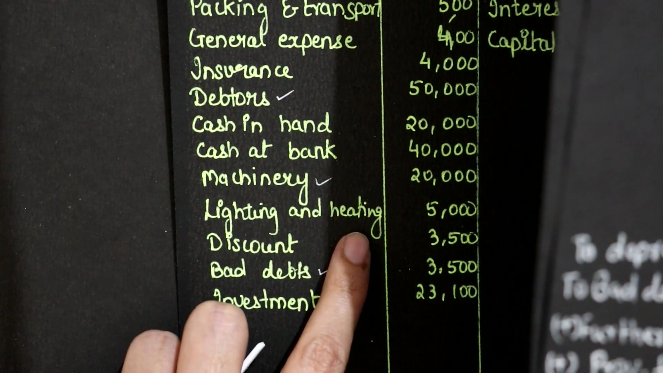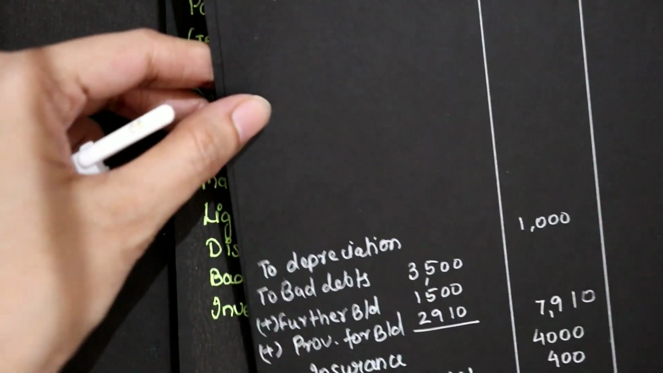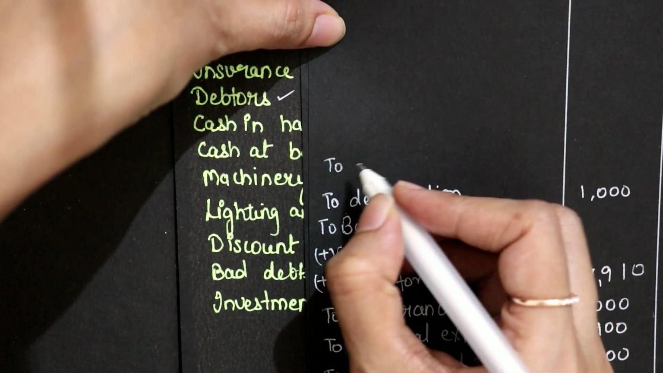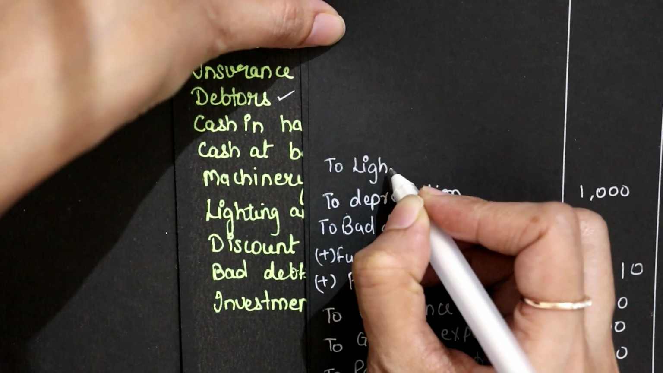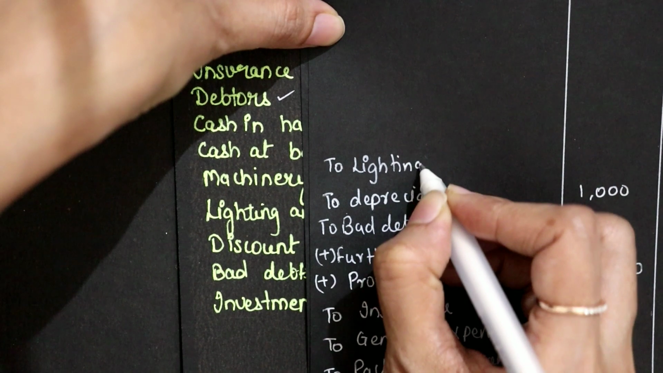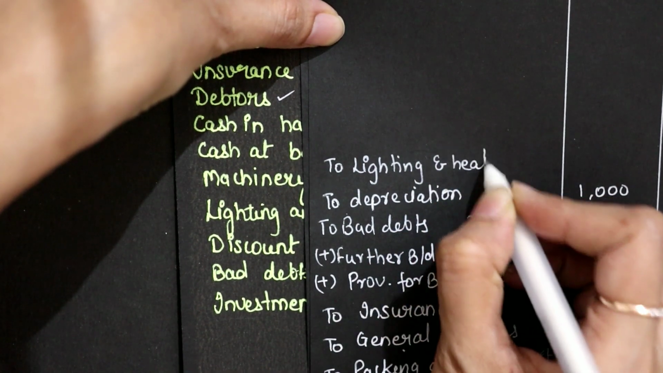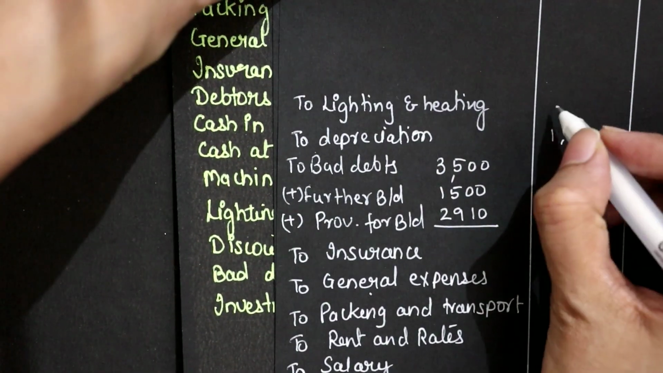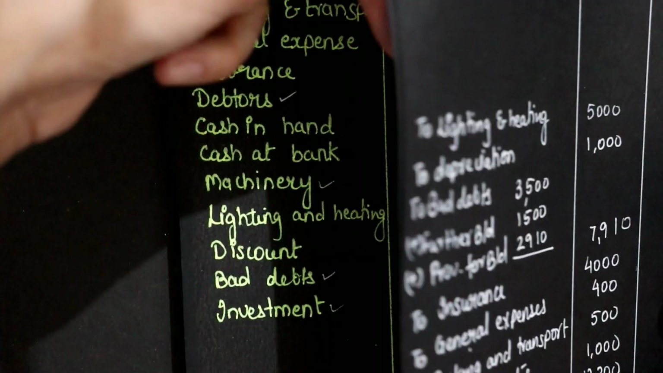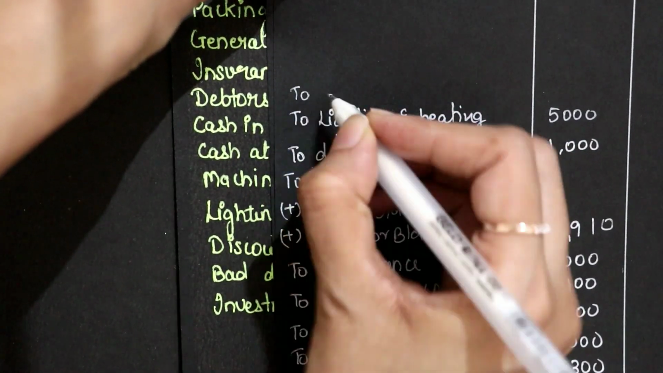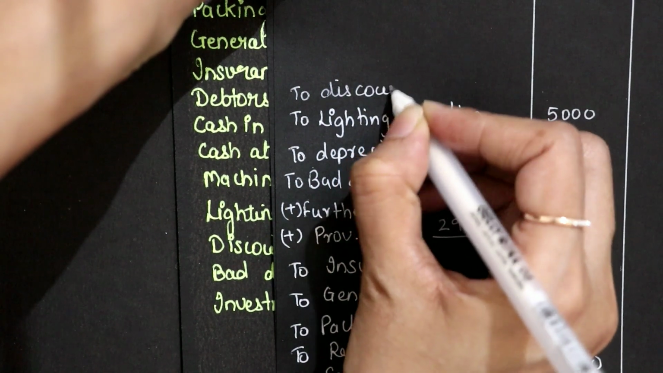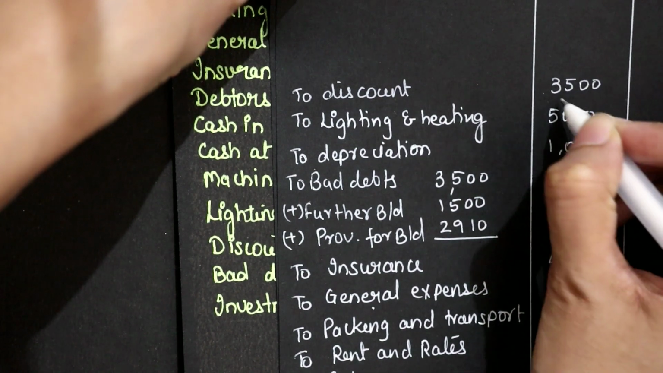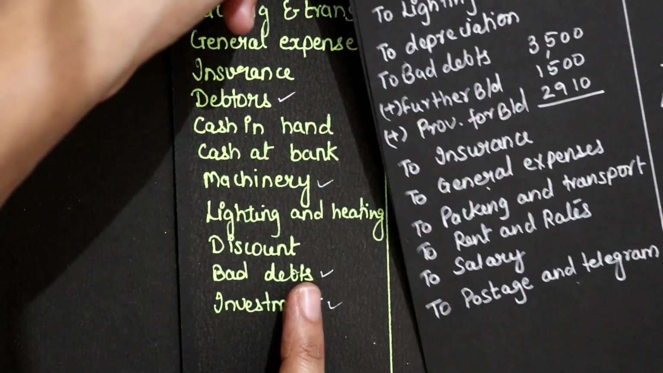Next is lighting and heating. It does not have any adjustment, so we will write it on the profit and loss account debit side: to lighting and heating 5,000. Discount also in the profit and loss account 3,500. Bad debts we have already adjusted.